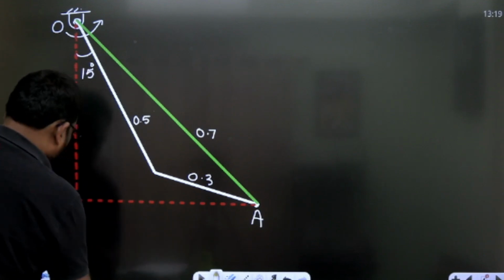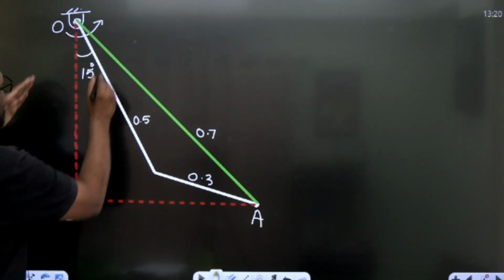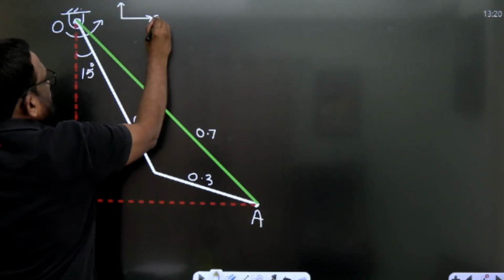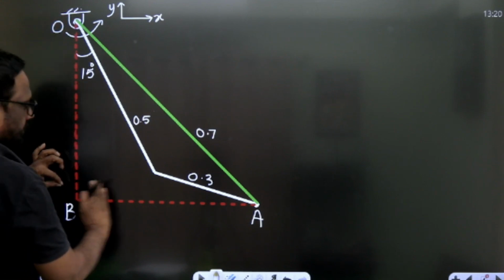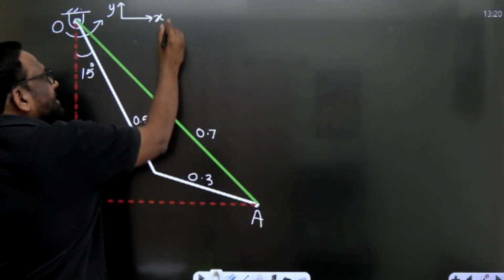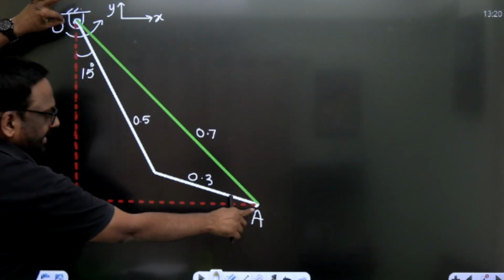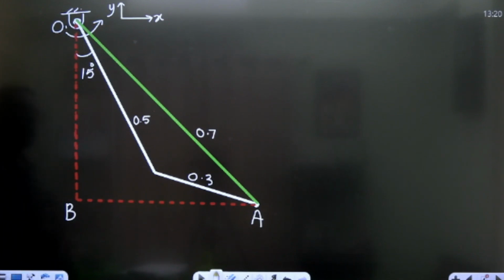Let this be some point B. Okay. So if you observe clearly, with O, this is my axis. This is my positive x-axis, this is positive y-axis. With respect to O, the point A is to the right, means x is plus. With respect to O, point A is below, so therefore it is minus. So let us write the position vector.